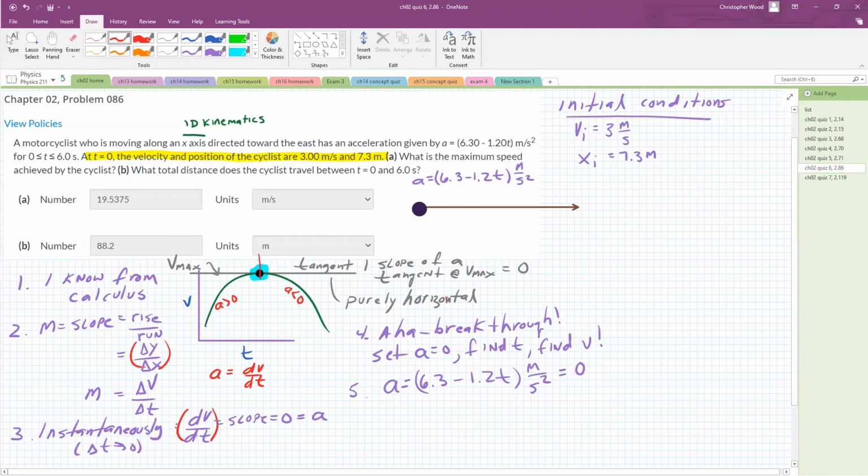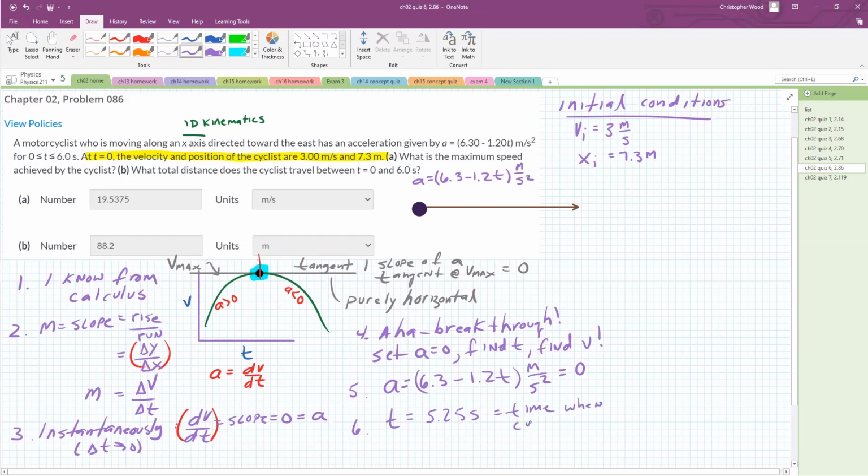The particle is momentarily stopped, and that happens at t equals something. So what is 6.3 divided by 1.2? 6.3 divided by 1.2 is 5.25. That happens at 5.25. 5.25 seconds equals the time when the cyclist is momentarily at rest.